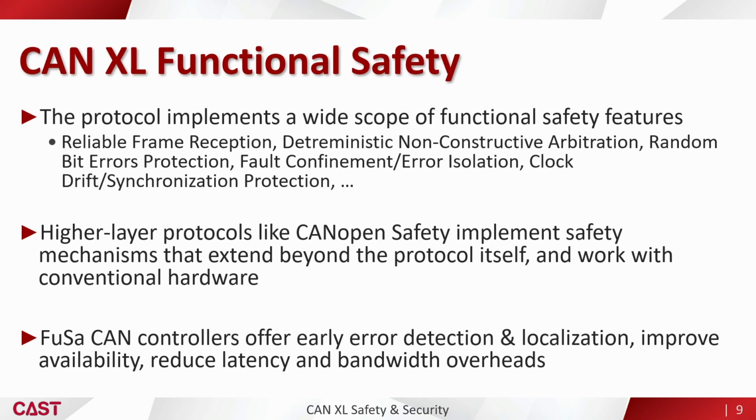Let us summarize the functional safety story before we move on to security. At the protocol level, CAN XL implements a comprehensive set of safety features: reliable frame reception with mandatory acknowledgement, deterministic non-destructive arbitration, strong CRC protection with both the frame CRC and the preface CRC, fault confinement through error counters and node state management, and robust clock synchronization across bitrate transitions.